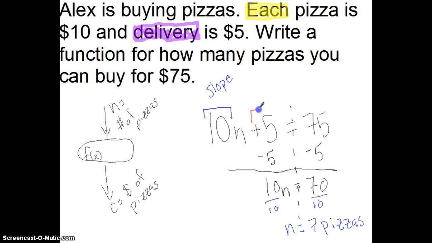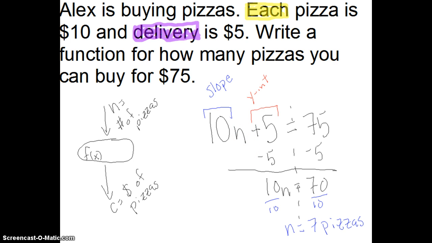It's telling me how fast the cost goes up when I order more pizzas. And this second quantity here is the y-intercept, because it's the quantity that tells me how expensive it was to order the pizzas, even if I ordered 0 pizzas. So in other words, if n was 0, then the term that was left over was $5 to start with. Okay, so that's the y-intercept, because 0 pizzas still cost you $5 to deliver.